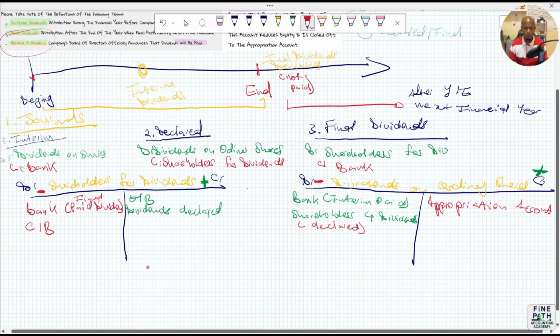So I think that is all for our dividends. It's simple, straightforward like this. We just need to know what is happening and for what purpose. Remember that the shareholders for dividends account is a liability account. Dividends on ordinary shares is an equity account, and these two are debited because they are showing that we've made payments to our shareholders for these dividends on ordinary shares, and then those two payments are closed off. Okay, this one is not a payment; it's just a declaration, but those two are closed off to the appropriation account. We will look at examples of this. Thank you.